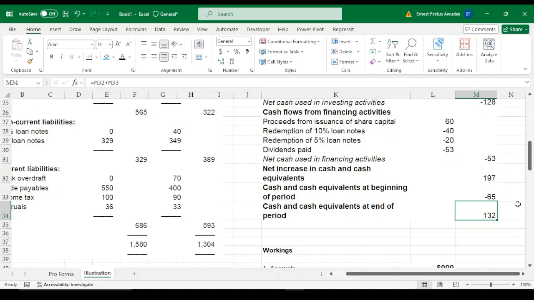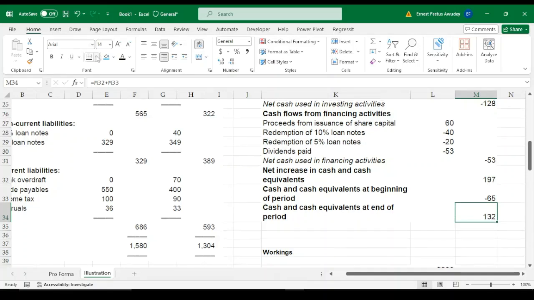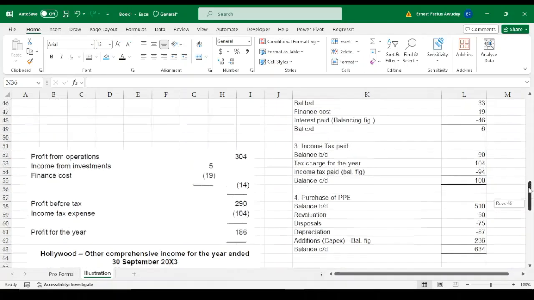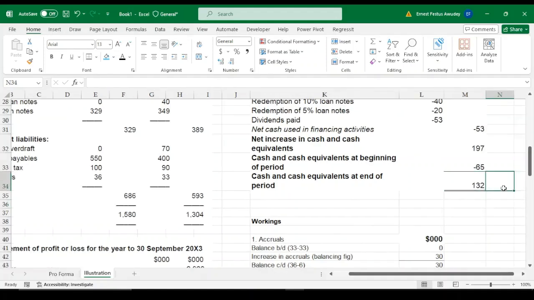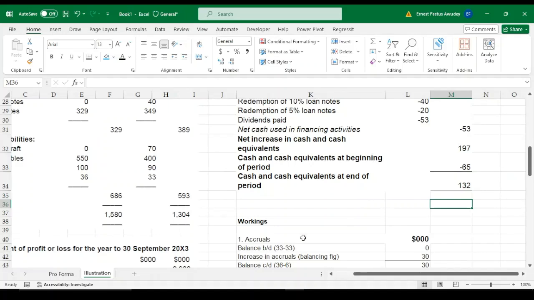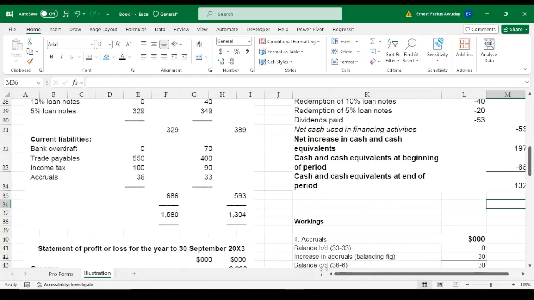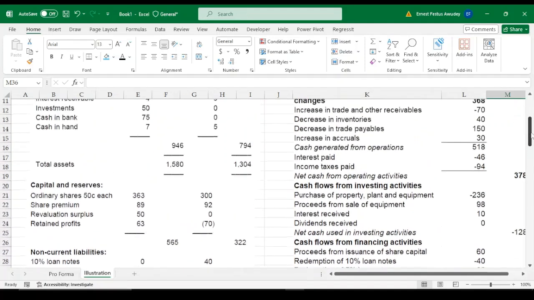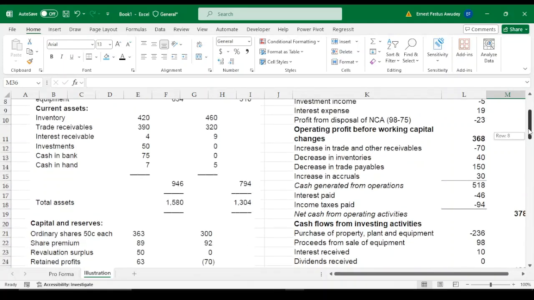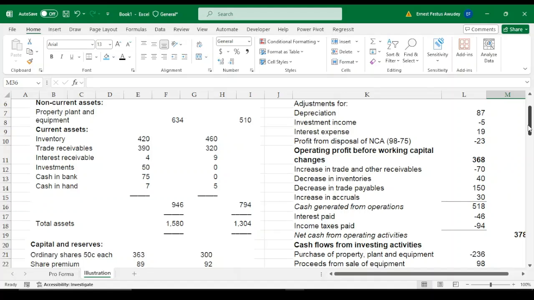Now, this 132 can actually be verified from our statement of financial position. So before that, let me just do this. And this is actually supposed to be top and then double. Yes. So this cash and cash equivalents at the end of the period should be equal to the cash and cash equivalents figure presented on the statement of financial position. So let's verify that. If you do the verification and you don't get the figure, then it means you are wrong somewhere. So what is our cash and cash equivalents here?